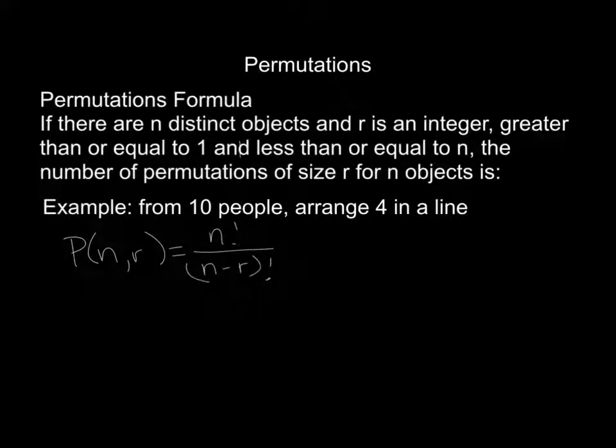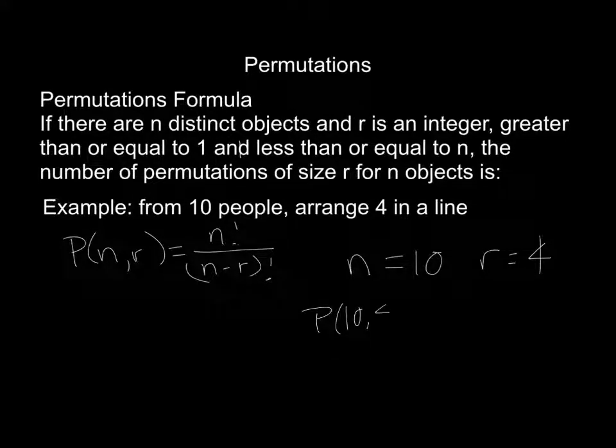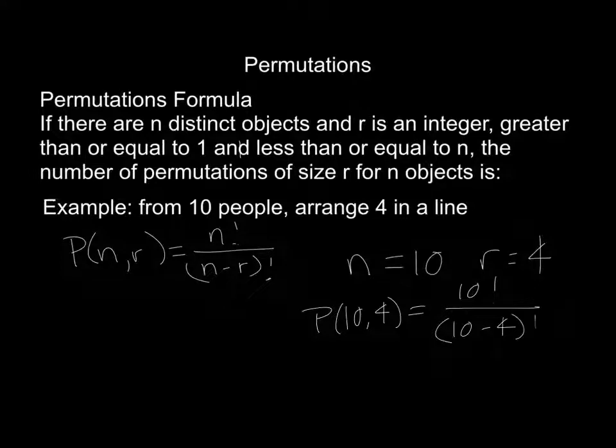A quick example of that from that formula. So if we have 10 people, we want to arrange 4 in a line. In this case, n is equal to 10 because we have 10 people. r is our integer greater than 1 but less than 10. And again, we're choosing r, a permutation of size r. So in other words, we're going to arrange 4 people. We have 10 people, but we're going to take 4 and arrange them in a line. So we have 10 factorial over 10 minus 4 factorial.